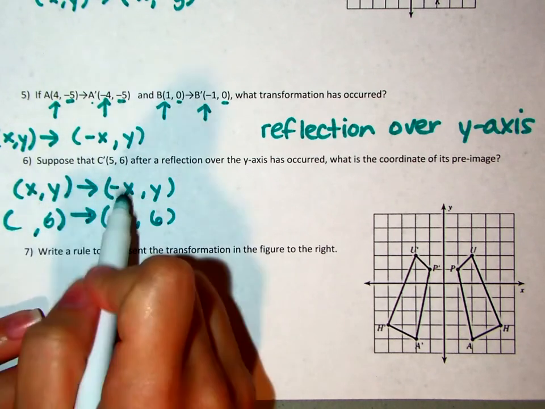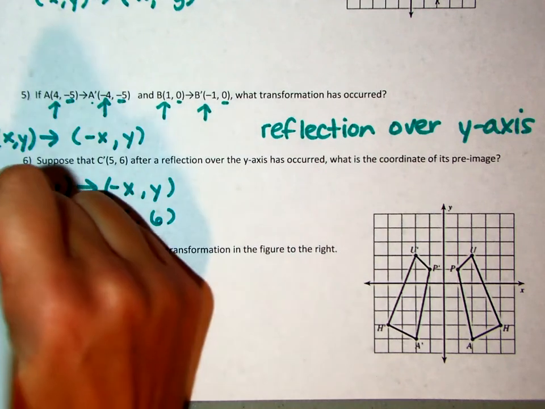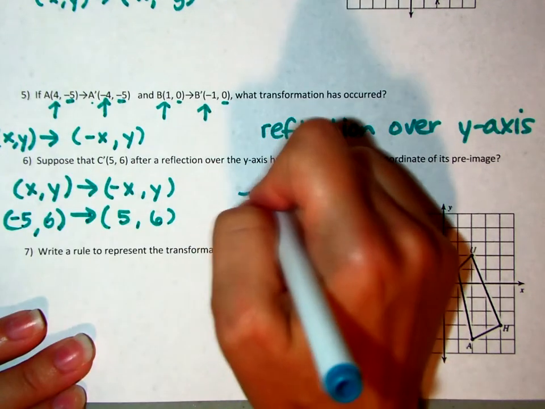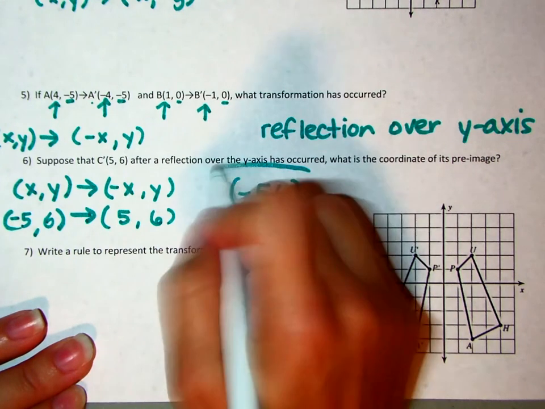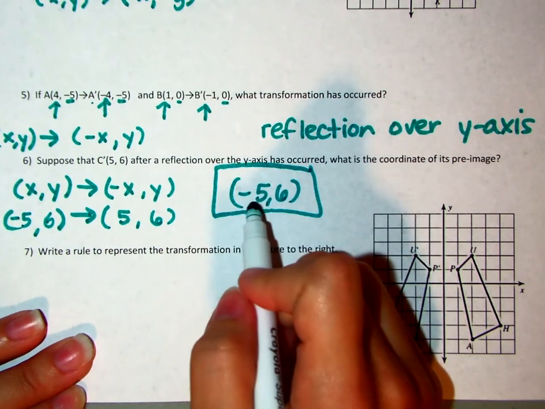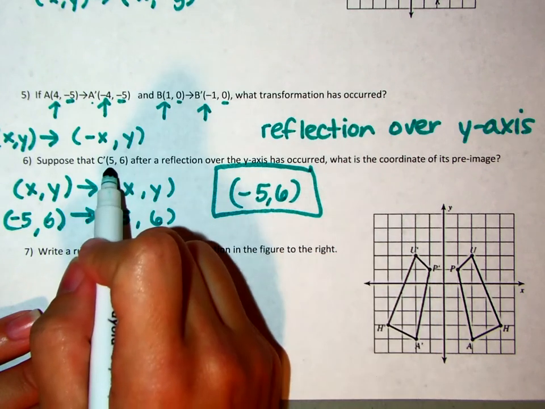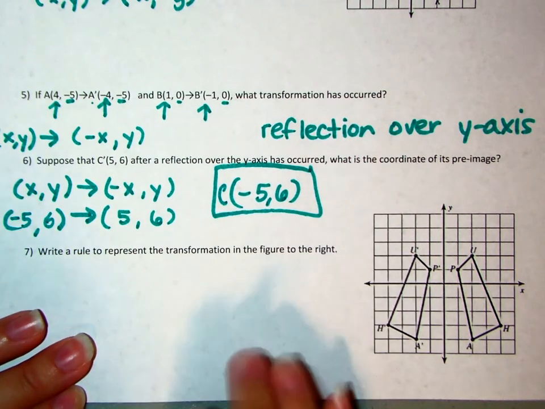It was the x that went opposite in value, so you have to think what's opposite of 5? That would have been negative 5. So my pre-image coordinate would have been negative 5, 6. And this would be my answer. And we can check it. Y-axis, y stays the same. The x should have gone opposite, which matches my C prime. So the original C would have been at negative 5, 6.